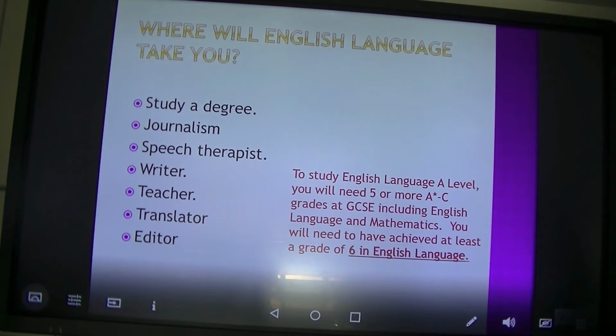Here are some examples of career choices our students move to once they've completed their A-Level studies. It obviously counts towards UCAS points for your degree, if that is your chosen pathway. However, we have students who want to become speech therapists, or writers, or journalists. As with most A-Levels, we would expect you to achieve at least a grade 6 in GCSE English Language.